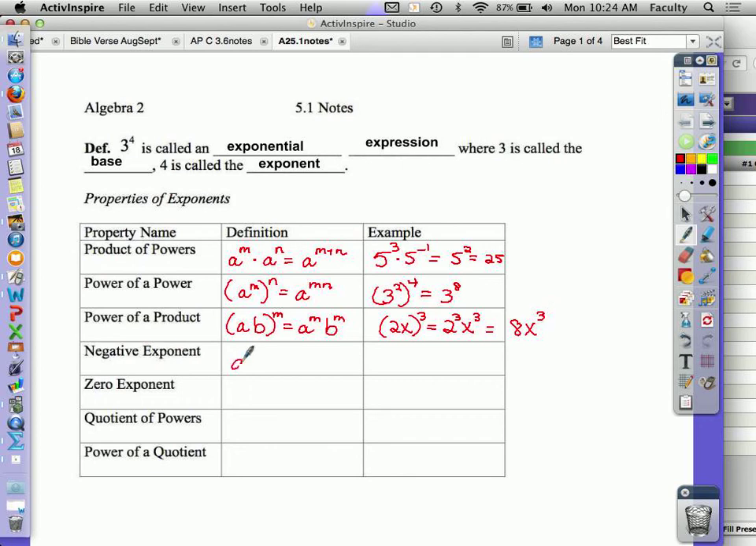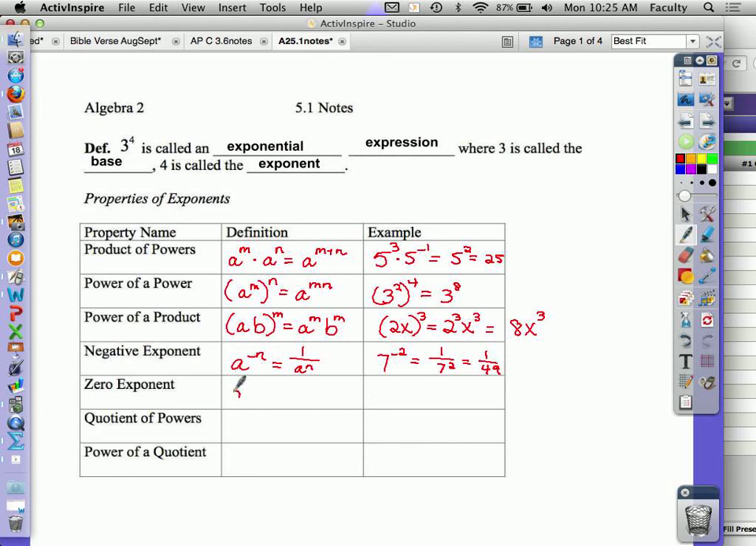The negative exponent property, if I have a to the negative n power, that's 1 over a to the n. So you may not leave a negative exponent in your final answer. That's considered unsimplified, like a fraction that's not reduced. So suppose I had 7 to the negative 2 power. That would be 1 over 7 squared, or 1 over 49.